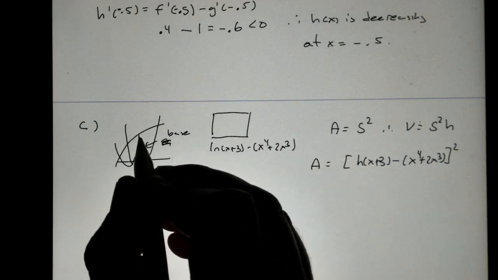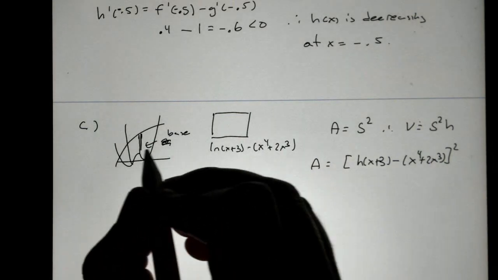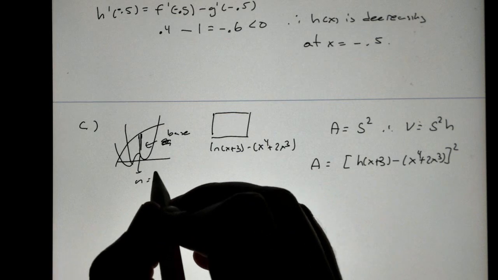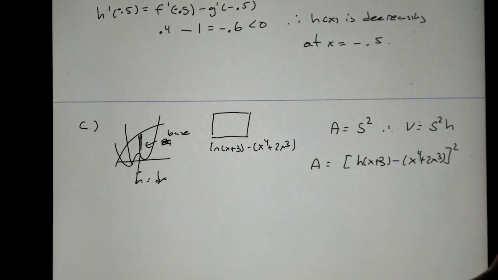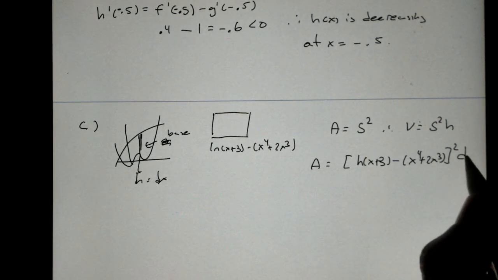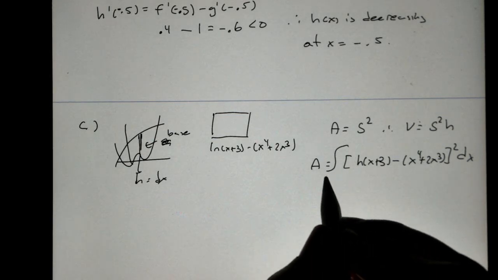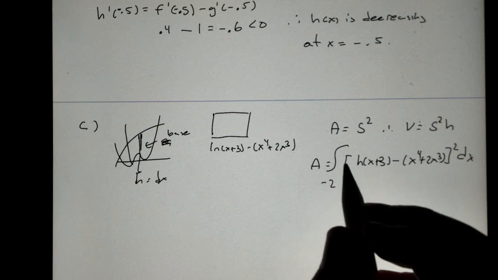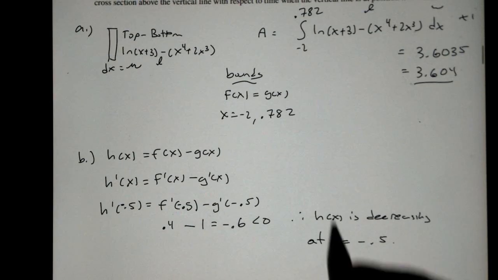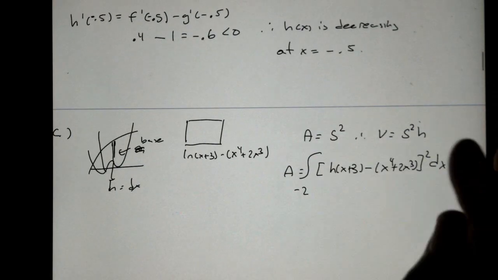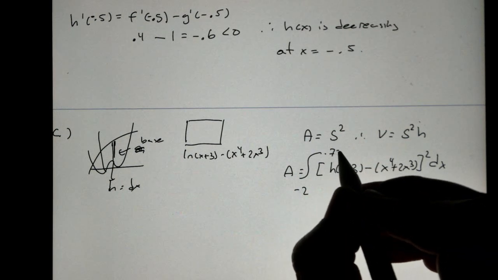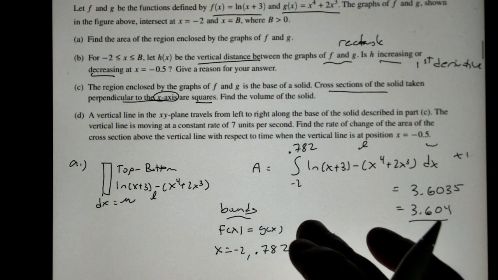Well, the height of this rectangle, remember, it's a really skinny little rectangle. The height is our dx, always. Height's always dx, in this case because we're perpendicular to the x-axis. And again, I would just integrate that over our domain, from -2 to 0.782. Now, do they want us to solve this one here?